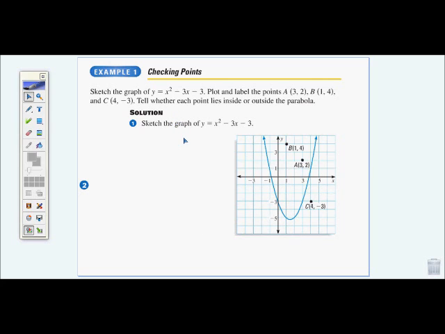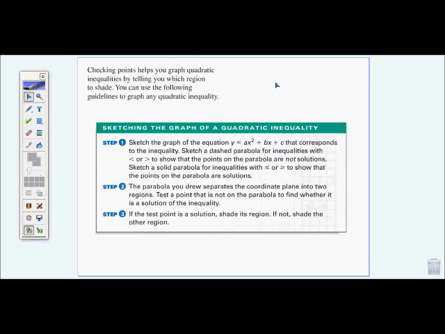So we went ahead and did the sketch. Our second step would be to plot and label those points, and then we can see A and B lie within the parabola, and point C lies outside of the parabola. This will be important when we are talking about solutions to an inequality. So, checking points helps you graph quadratic inequalities by telling you which region to shade. You can use the following guidelines to graph any quadratic inequality.